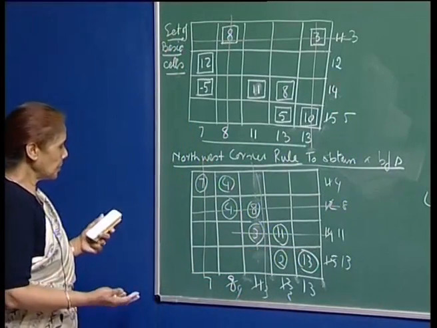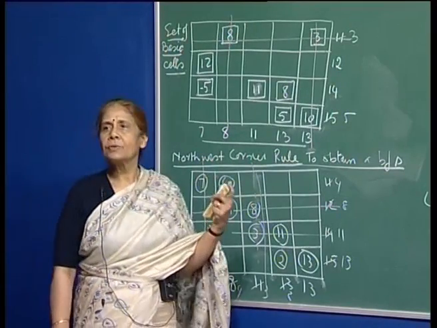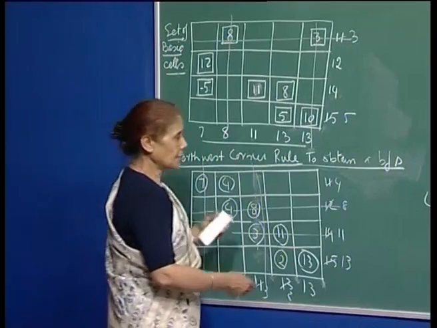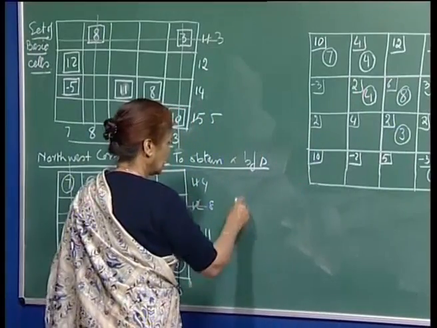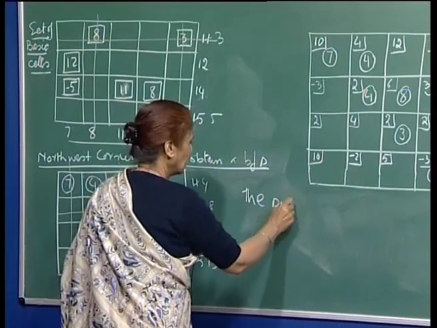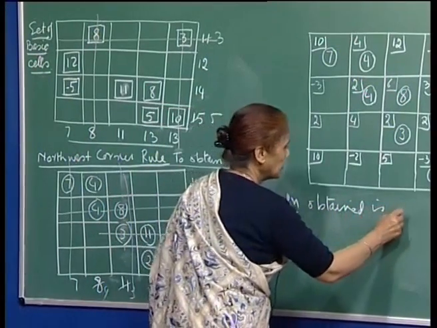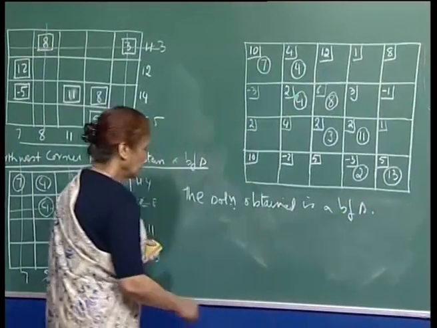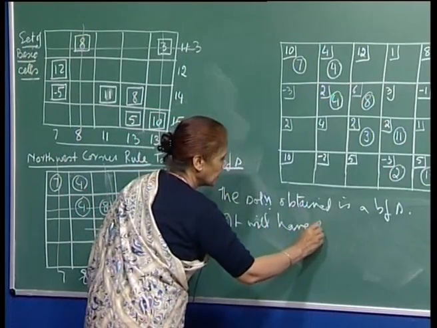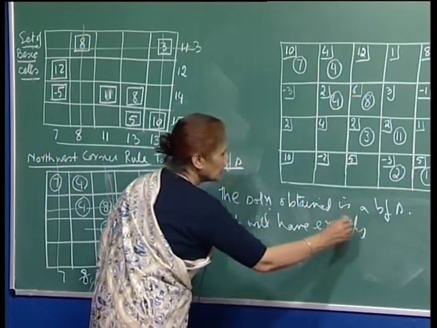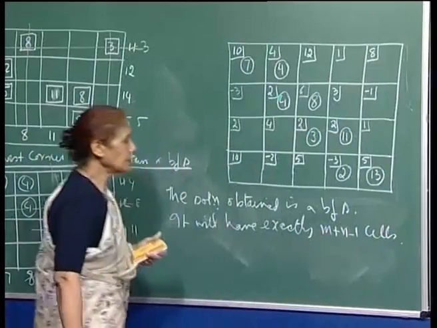Why is it a basic feasible solution? Because I am satisfying a row or a column constraint at a time. So, the solution obtained is a basic feasible solution. Why? Because it will have exactly m plus n minus 1 cells. So, you can do it for the general case.